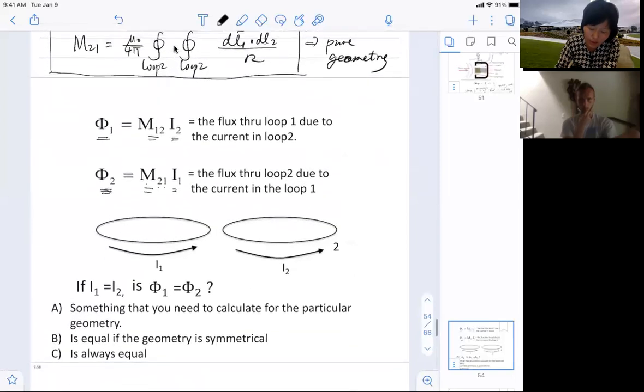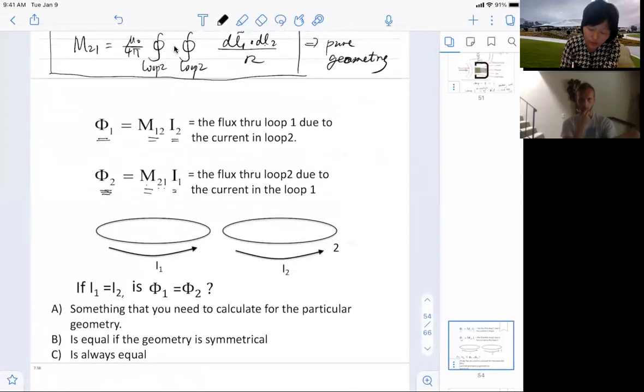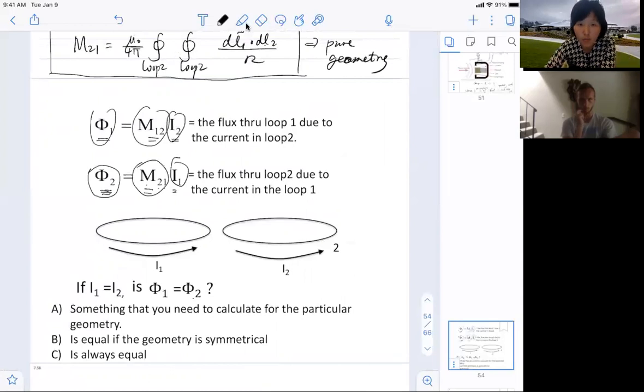So let's look at this question. We have two loops here. One has current I1, the other has current I2. If I1 is equal to I2, is V1 equal to V2? So if these two are equal, are these two equal? The question is, will these two be equal? I'm going to let you go ahead and vote on this. I think we have time to discuss for a little bit. A couple minutes and then we come back.